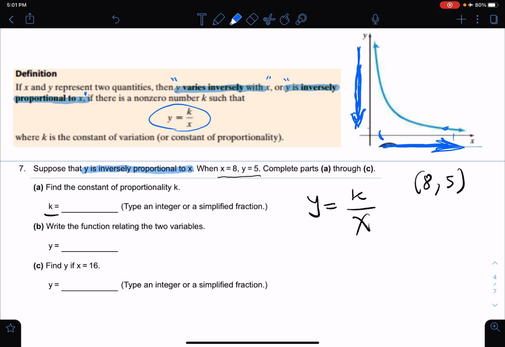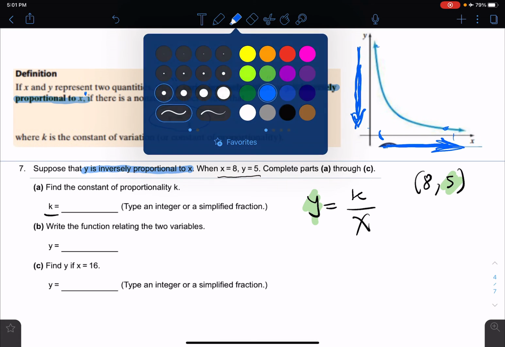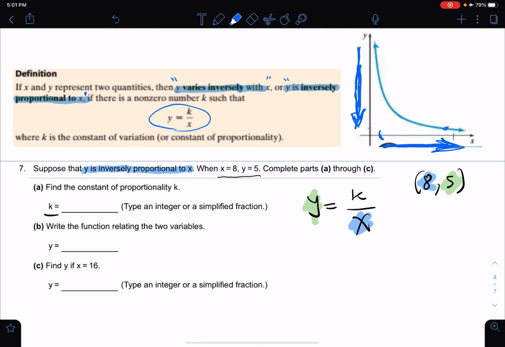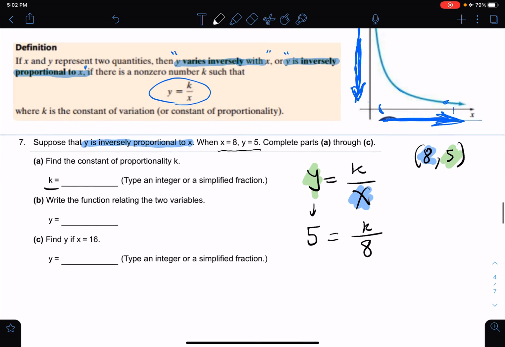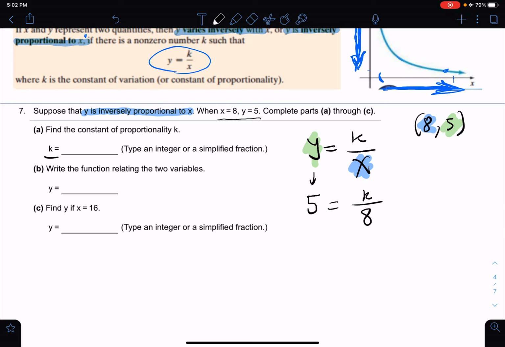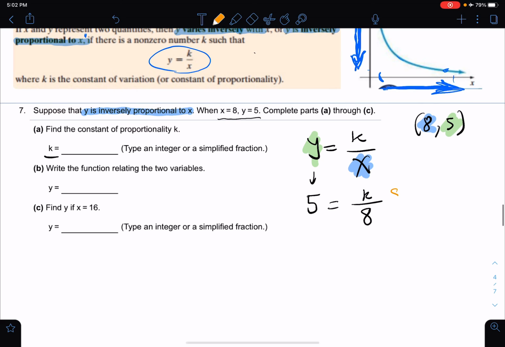Well, that's going to be easy because all we need to do is replace the y value with 5 and the x value with 8. No problem. Y value with 5, x value with 8. Solve for k. Well, if I'm going to solve for k, all I have to do is multiply both sides by that denominator, which is 8. So I multiply both sides by 8, and 8 reduces, leaving me with k equals 8 times 5 is 40. So k is 40.